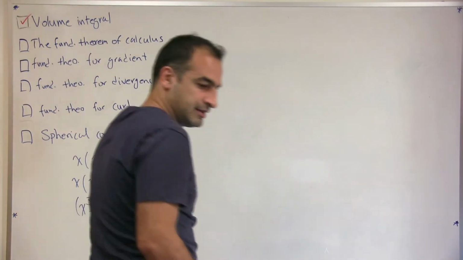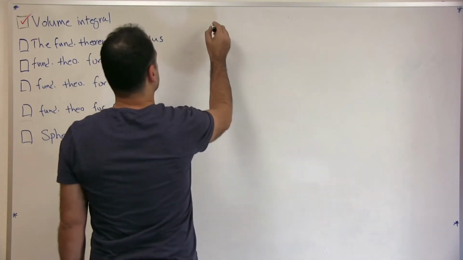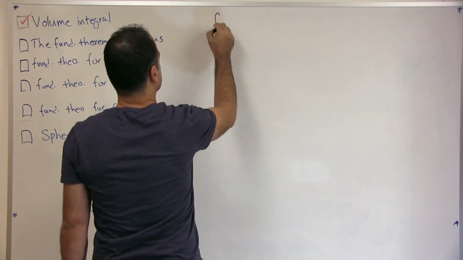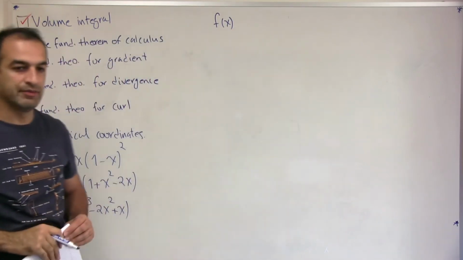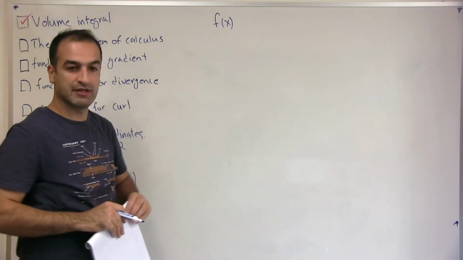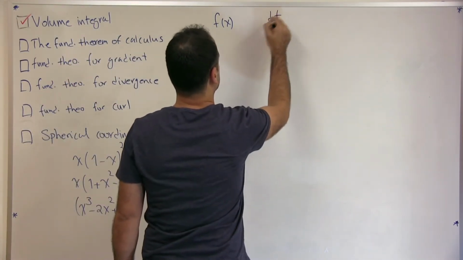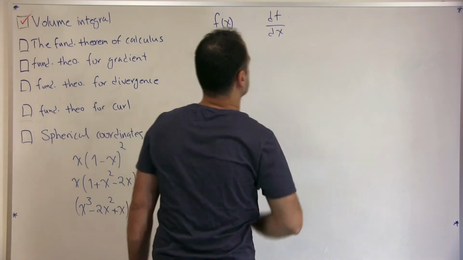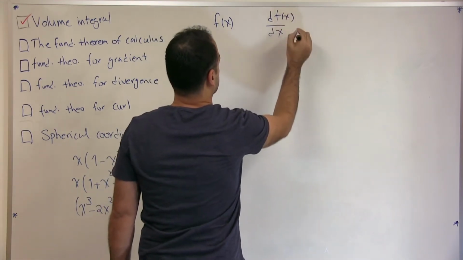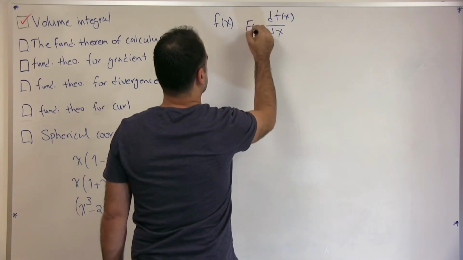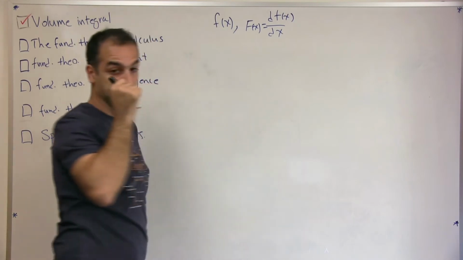Okay, so if you have a one-dimensional function, suppose f(x) is a one-dimensional function of x, and then we have the derivative of x in the format of df over dx, and let's define function capital F like this. Okay, so we have these two things.